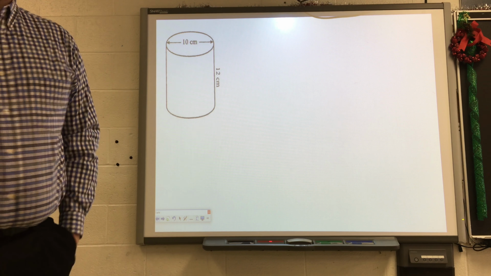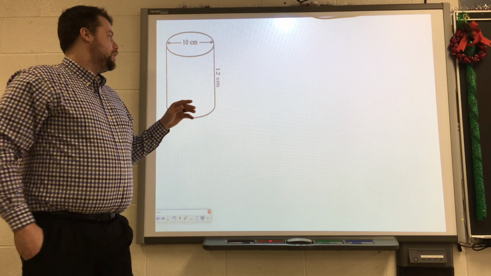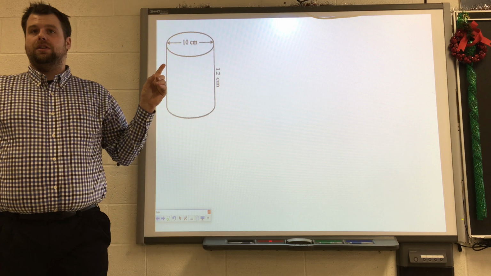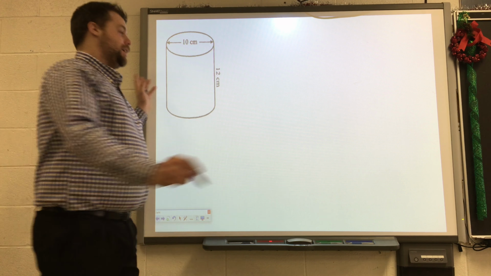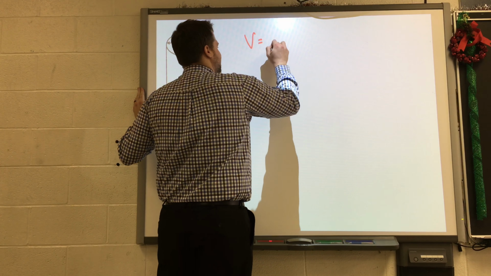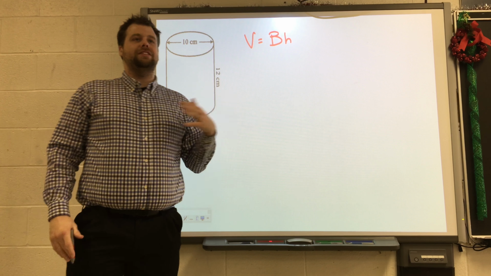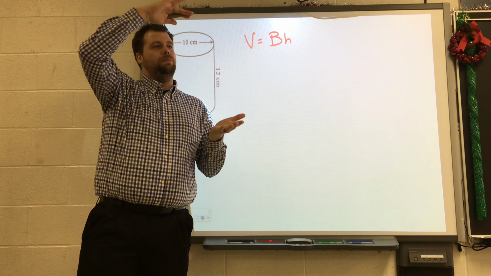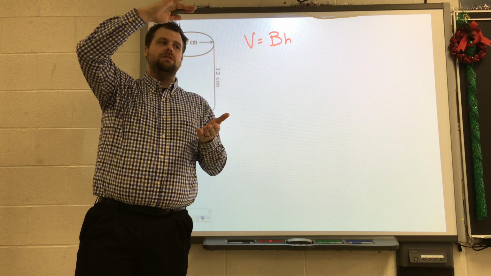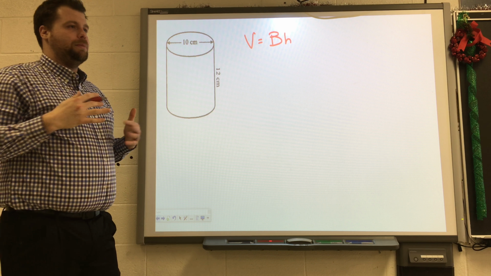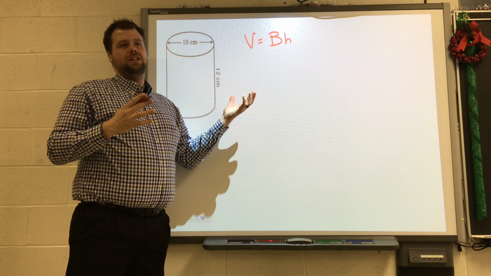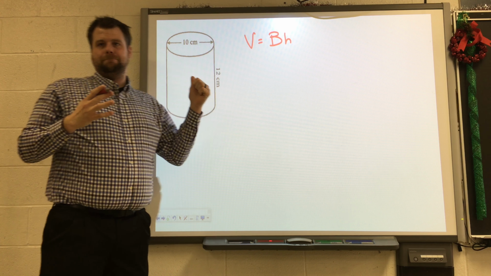Okay, last example we're going to talk about here today. Here we have a cylinder, right? To find the volume of a cylinder, I take the area of the base times the height, just like a prism. So prisms and cylinders are a lot alike because they got 2 congruent bases, top and bottom. You find their volumes exactly the same. Find the area of their bases, and then you multiply it by the height.